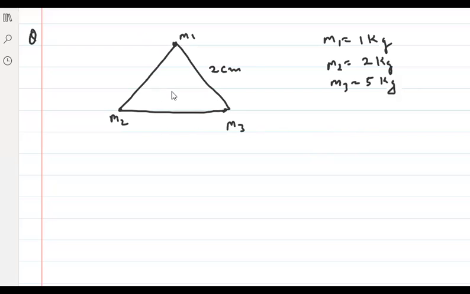Now suppose I want to find the force on the third object. Tell me the answer in terms of G only. You have to use vectors because it's a vector quantity. Find the force on 3 using vectors. Very basic. Think about it.